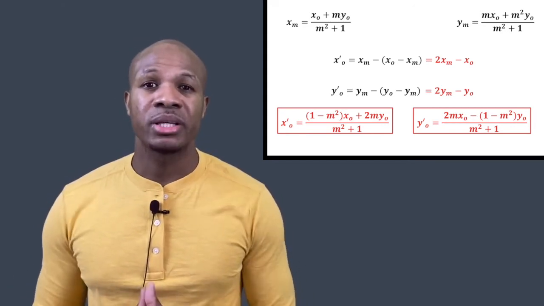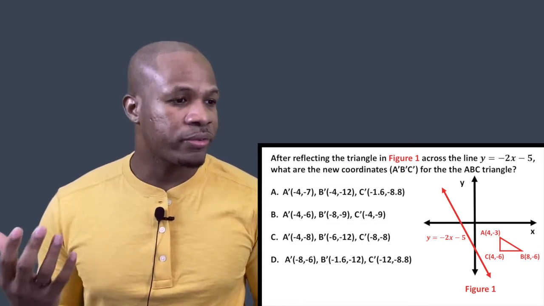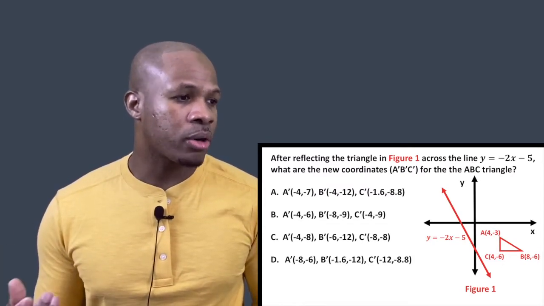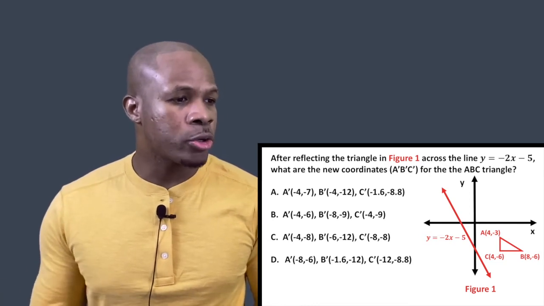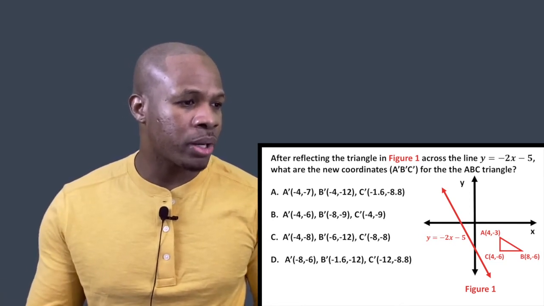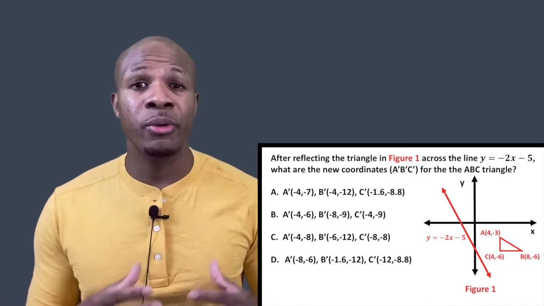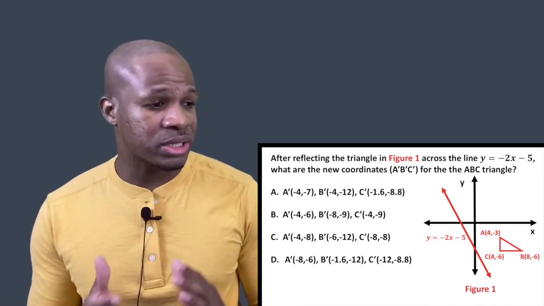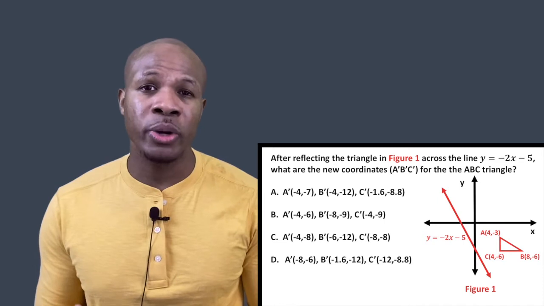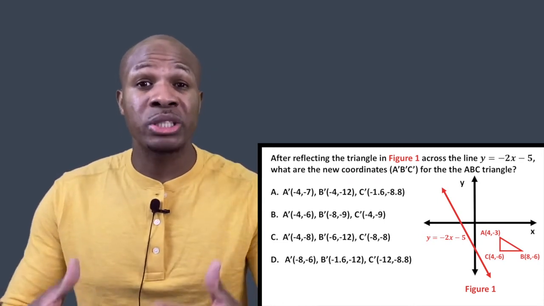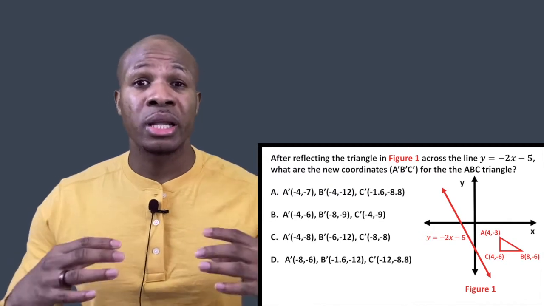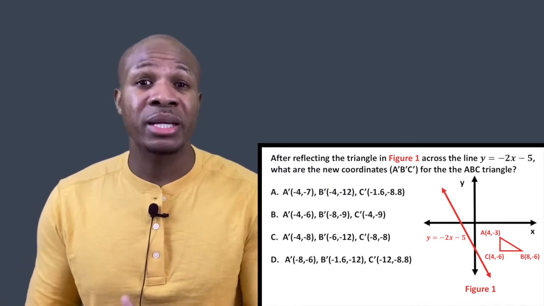So let's get it. This question says, after reflecting the triangle in figure 1 across the line y equals minus 2x minus 5, what are the new coordinates A prime, B prime, C prime for the ABC triangle? We're going to reflect this triangle across this line y equals minus 2x minus 5. Now this line does not pass through the origin, and the equations that we solved for allowed us to reflect across a line that passed through the origin.